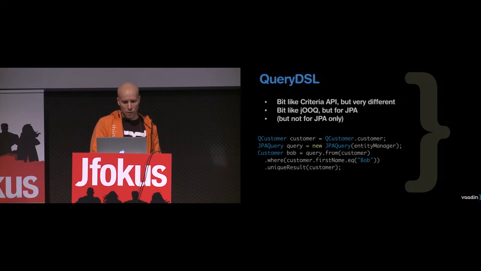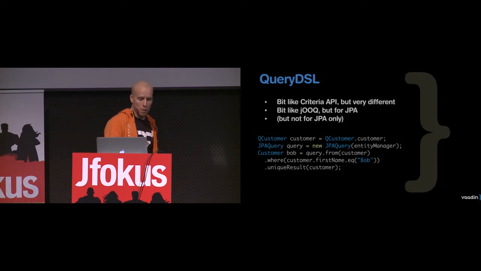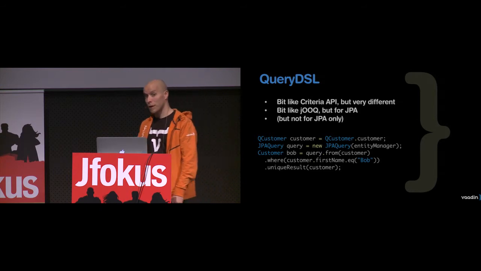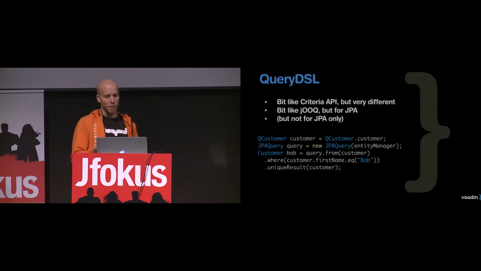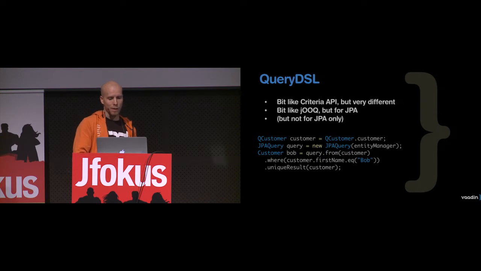Because this API is fluent, unlike the criteria API, the actual code becomes really readable, and it looks quite a lot like real queries that you write in SQL or JPQL, unlike those that you create with the criteria API. So that's where I actually like this.